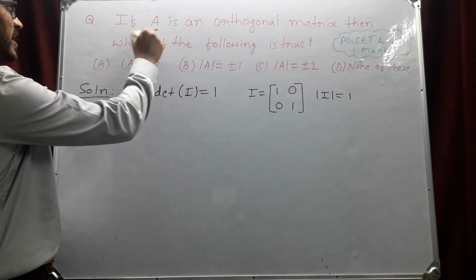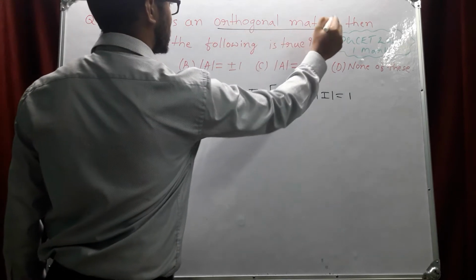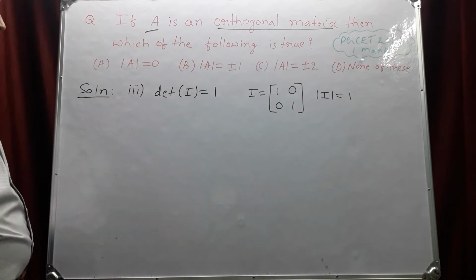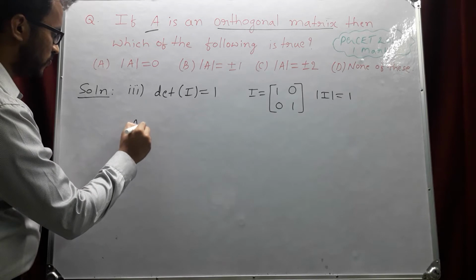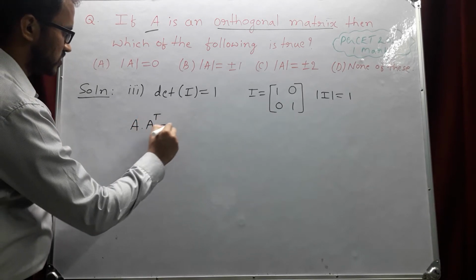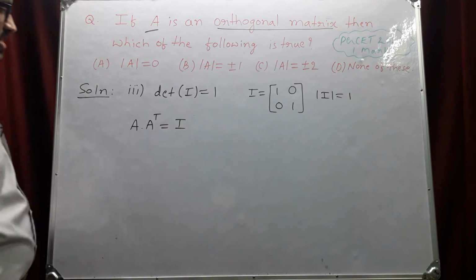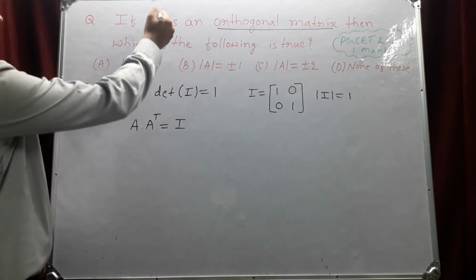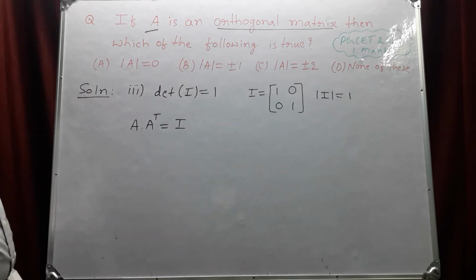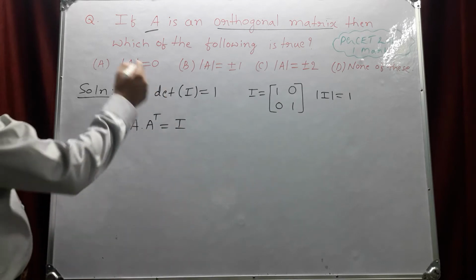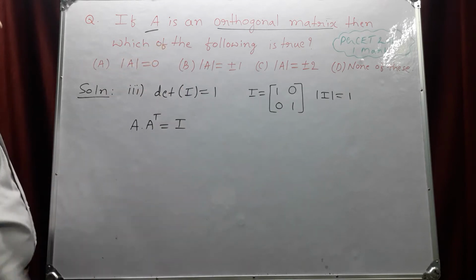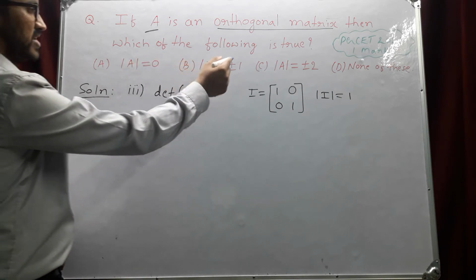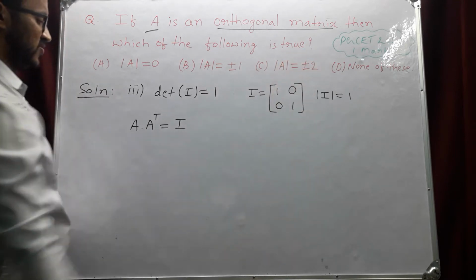They have given A as an orthogonal matrix. A matrix A is said to be orthogonal if A into A transpose is equal to the identity matrix. If A into A transpose is the identity matrix, then we call A an orthogonal matrix. So we have to check whether the determinant of the matrix A is 0, plus or minus 1, plus or minus 2, or none of these.